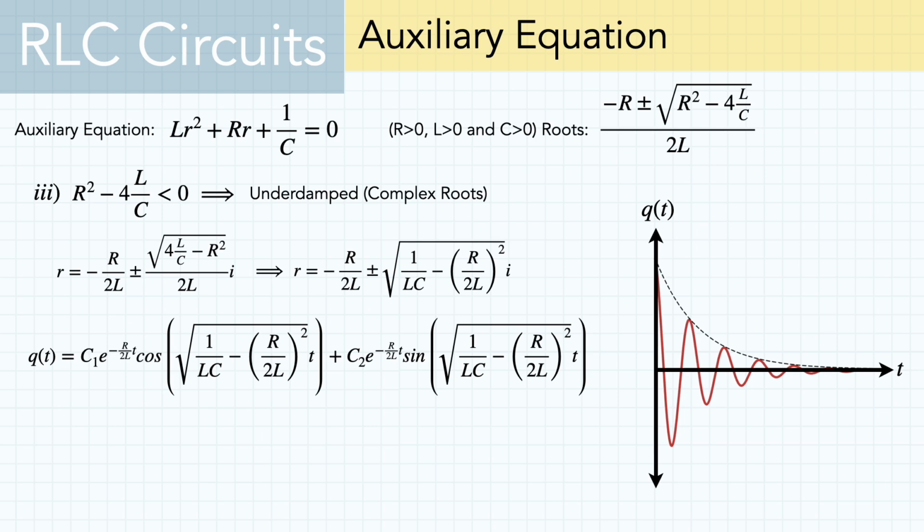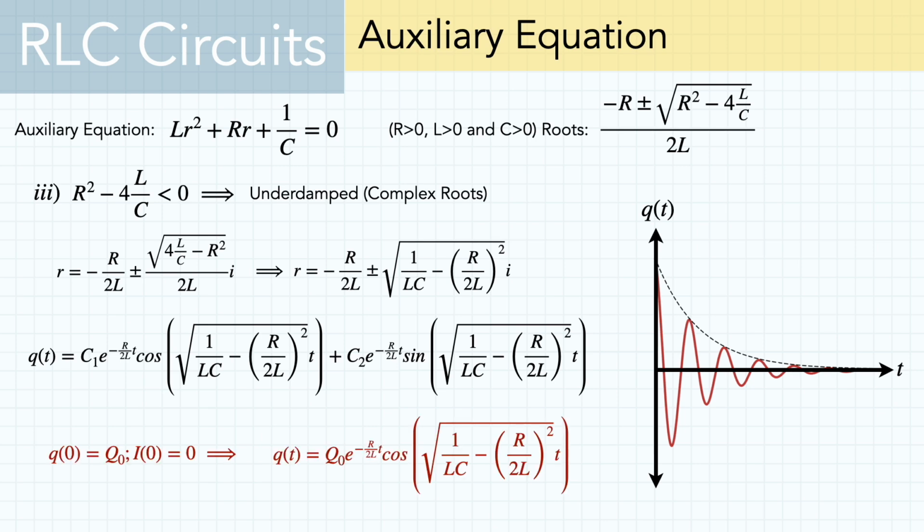So we can write this as such, and once again we can make this an initial value problem and plug in that Q at time equals 0 is Q0 and current at time equals 0 is 0. So this way we get rid of the sine function, just to simplify the equation a bit so we can see more of the patterns. And this is the graph that it produces.